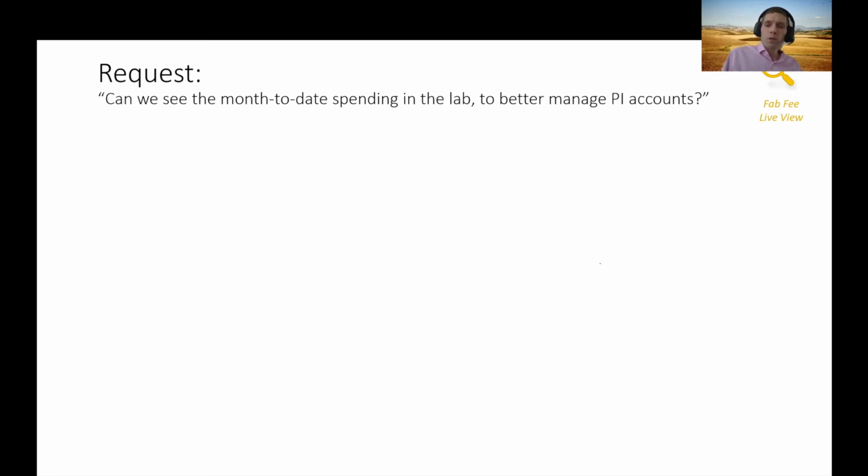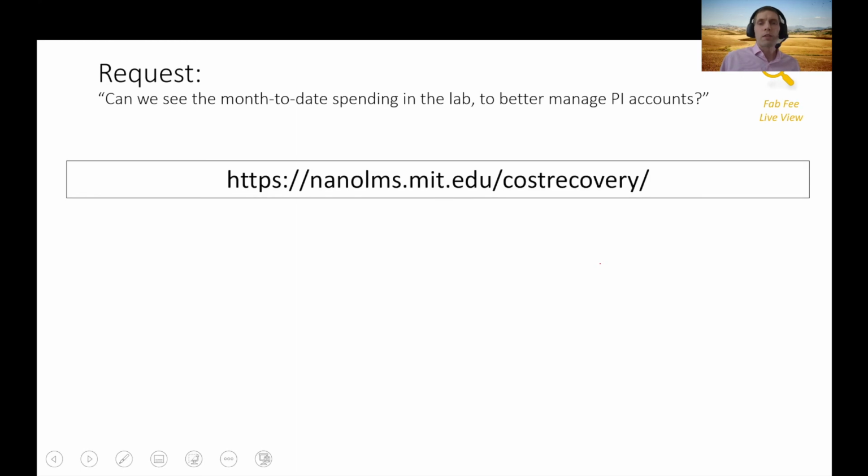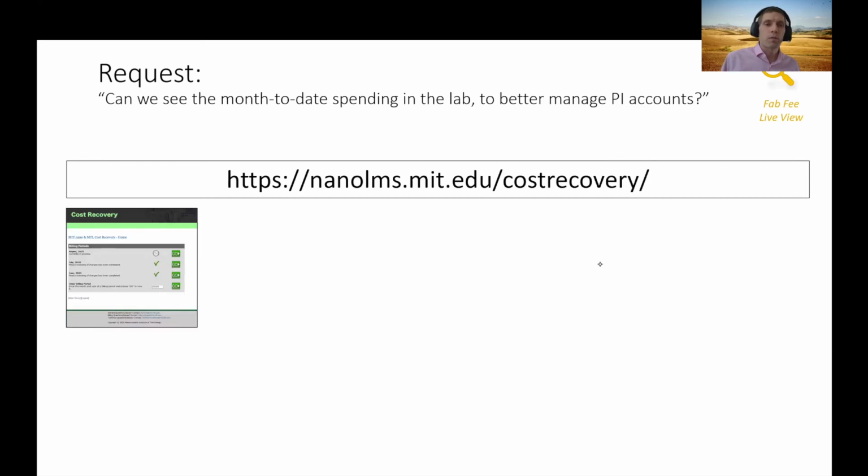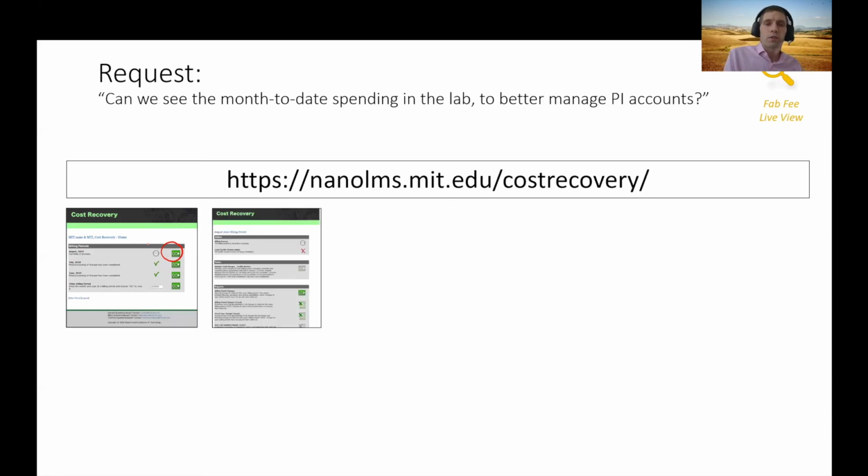And so the Coral team took that challenge up and added that to the cost recovery module. This is a link, and we'll have that link also later on Friday's email, so you don't have to remember it. nanomls.mit/cost recovery. And the way that works is you can log into that module. You can go to the most recent months, for example, August, that's still ongoing. Within August, you could then say, well, let me go and look at the billing period charges for August.